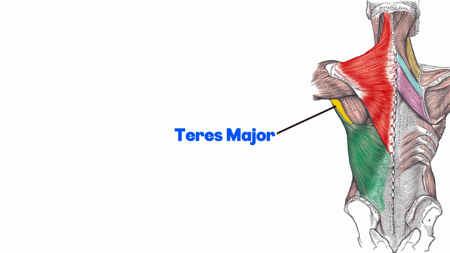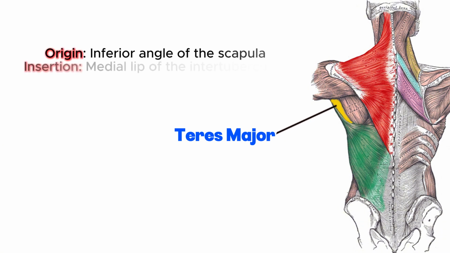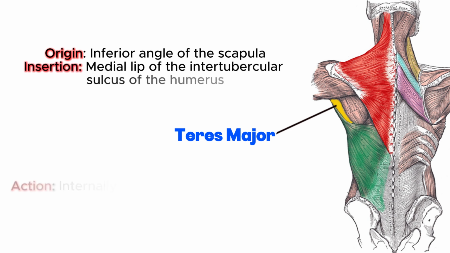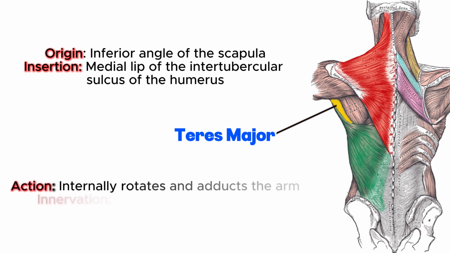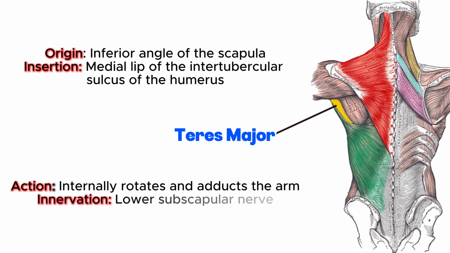First one is teres major. Its origin is inferior angle of the scapula. Insertion: medial lip of the intertubercular sulcus of the humerus. Action: it internally rotates and adducts the arm. Innervation: lower subscapular nerve.